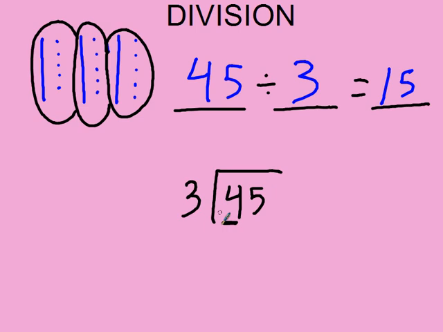Now I'll give you a hint. If this number is bigger than this number, it can go into it. Emily. It can only go in there 1 time. If it goes in 2 times, that's 6, which is too big for this. So we can fit 1 three inside of 4. And then we multiply this number by this number. 1 times 3. What's 1 times 3 equal?